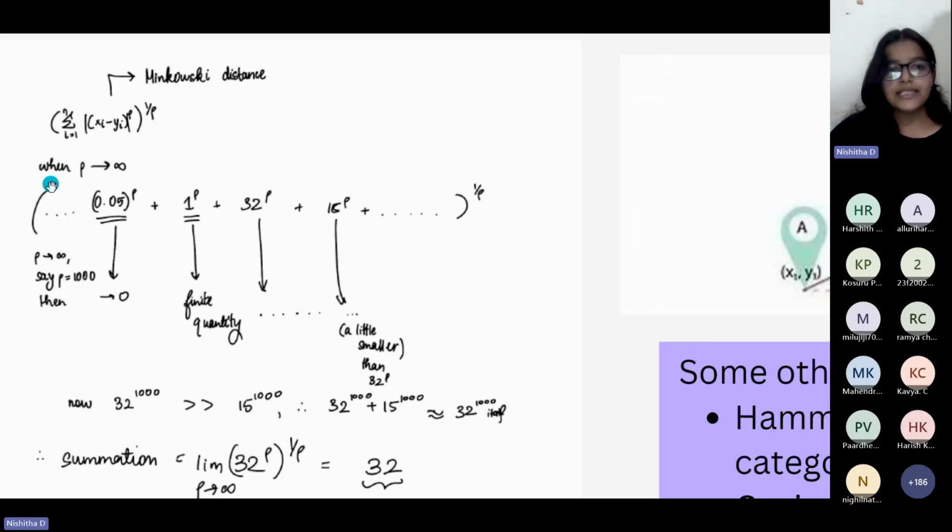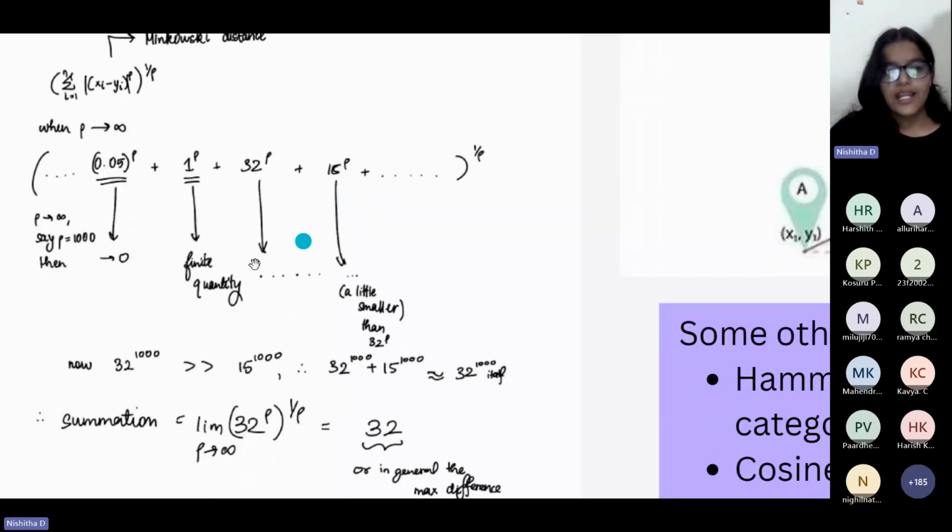What happens when p tends to infinity? Say p is 1000. Clearly, 0.05 is less than 1, so its power will tend to 0. Now, 1 is a finite quantity and will remain 1. When p is 1000, it will be 1 only. Now we have 32 to the power 1000 and 15 to the power 1000. Clearly 32 to the power 1000 is far, far greater than 15 to the power 1000, so 32 to the power 1000 dominates over all the remaining terms.